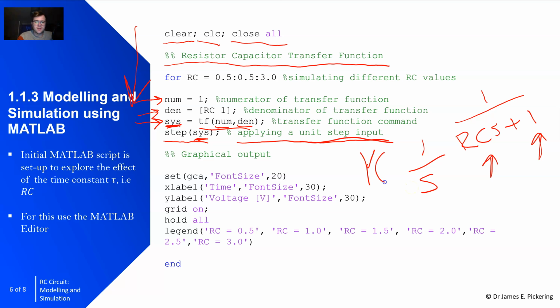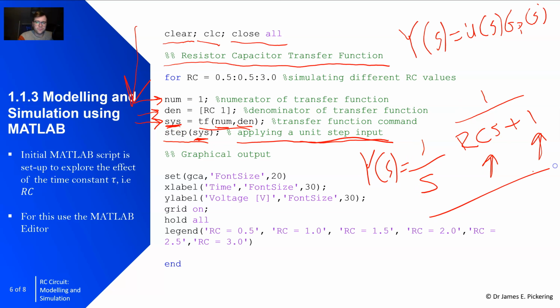So this is effectively Y of s is equal to a unit step input multiplied by the system, because if you remember, Y of s is equal to G of s times U of s. In this case, the notation I've used for the system, because we're just considering the process, is G subscript p of s. So that there is our equation. When we say step, we're applying a step input to this transfer function.